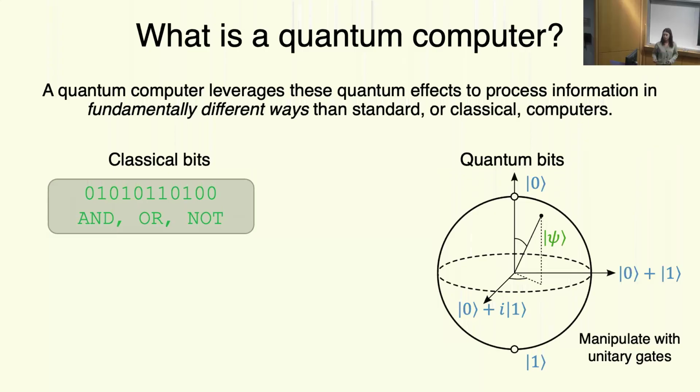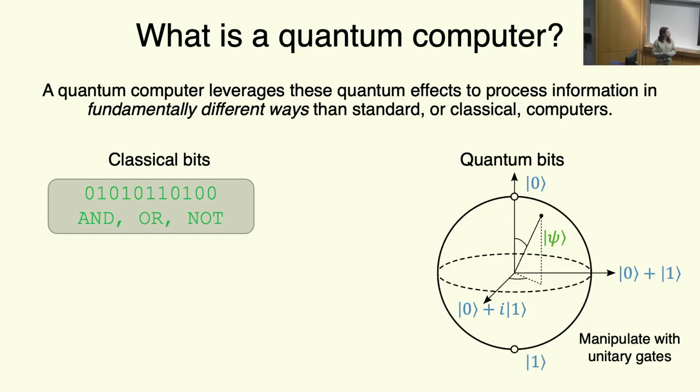So here, some of you might be familiar with this diagram. It's a Bloch sphere showing all the possible superposition states that we can prepare. And when we do computation with quantum bits, we will manipulate them not using classical gates, but rather using unitary gates, which is kind of the most fundamental law that quantum mechanical systems have to obey. They have to evolve unitarily.